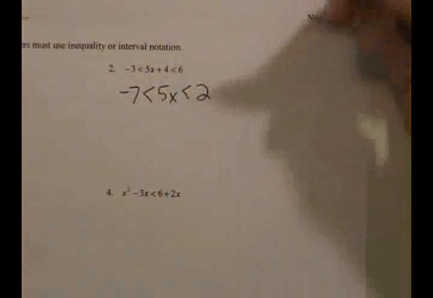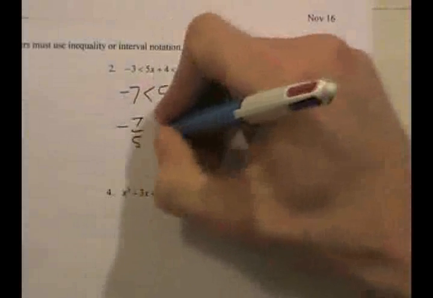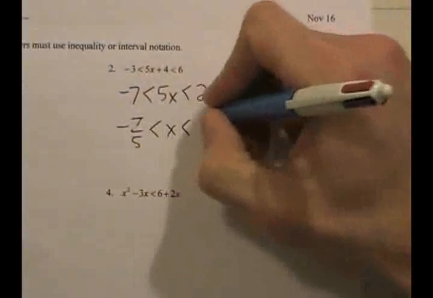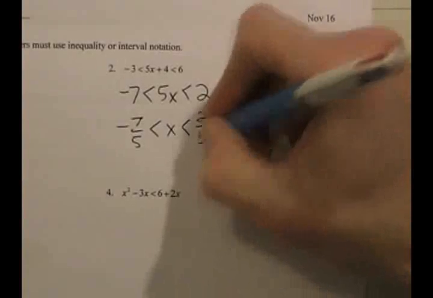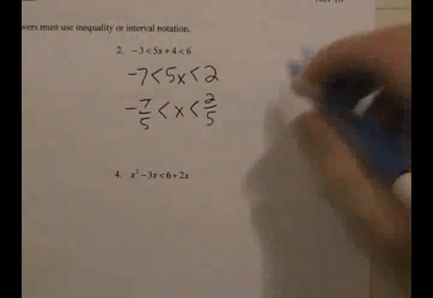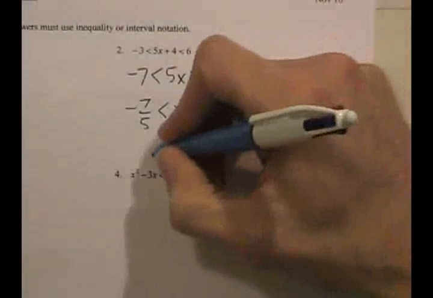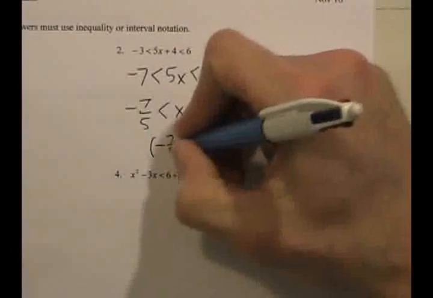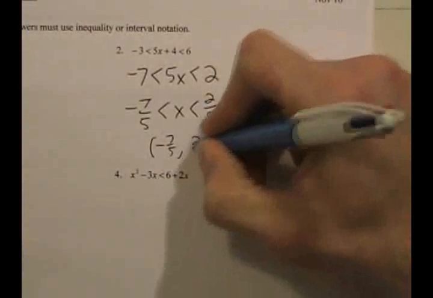And then just divide all 3 pieces by 5, and you'll get minus 7/5 is less than x, which is less than 2/5, which is another way of saying that x is between minus 7/5 and 2/5. So in interval notation, that would be minus 7/5, all numbers between that and 2/5.